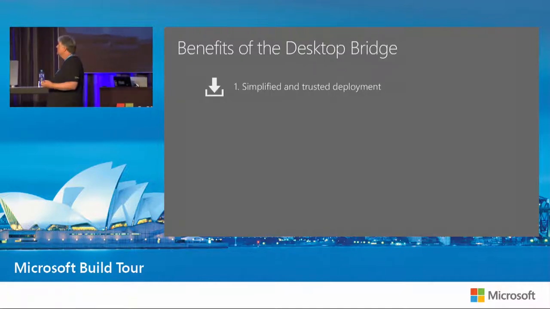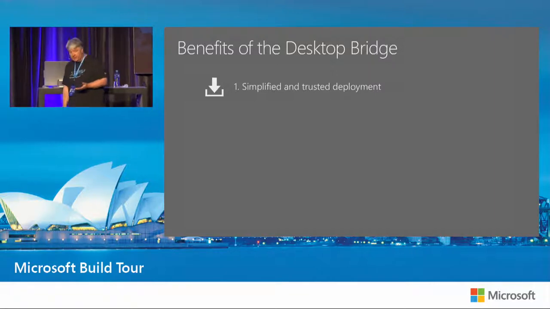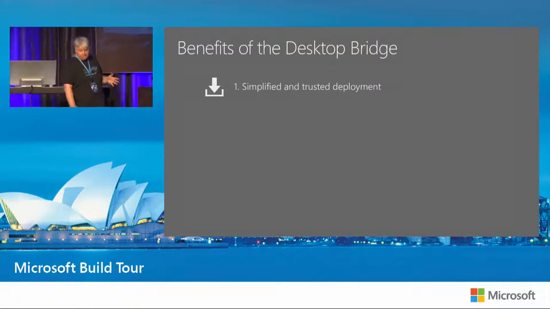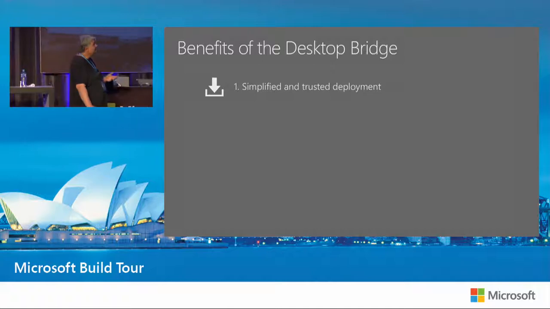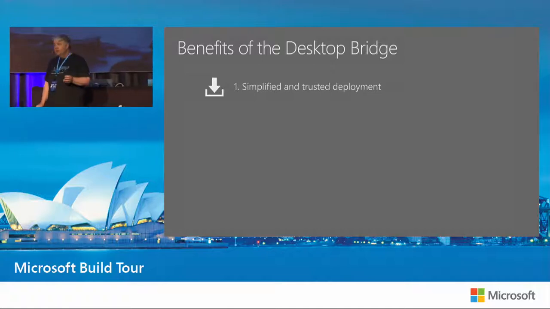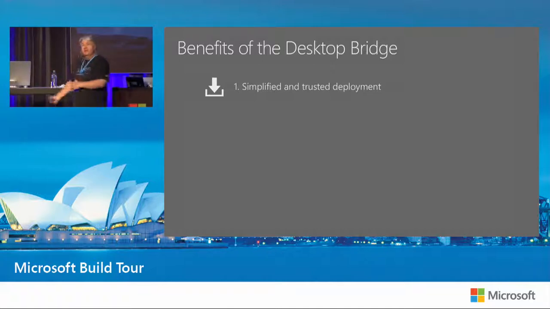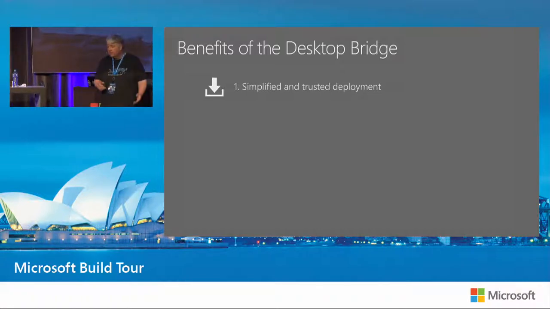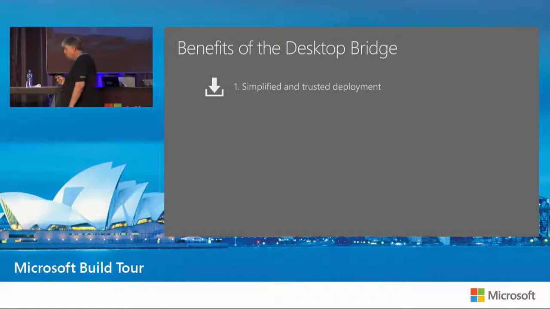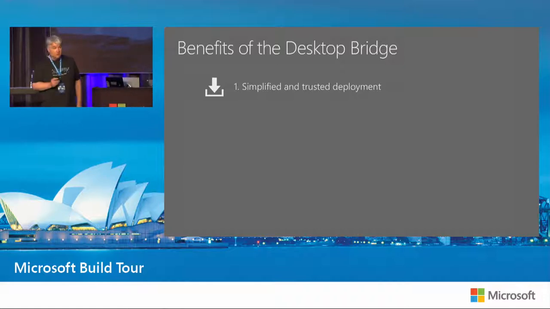So let's talk a little bit about the benefits of the Desktop Bridge. And one of the things is simplified and trusted deployment. Now this has two sides to it. There's the side of your users, and of course, your side as a developer. Let's look at users first of all, and what they need to do to be able to install your Win32 app.